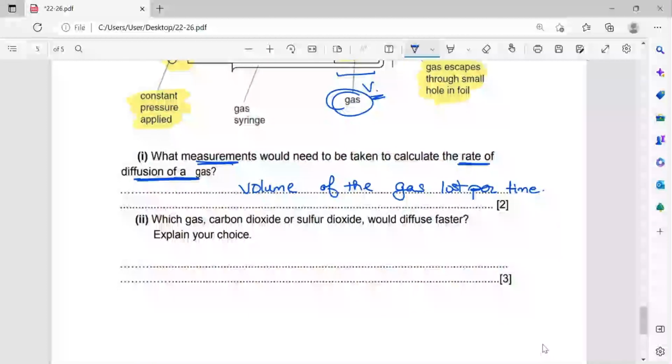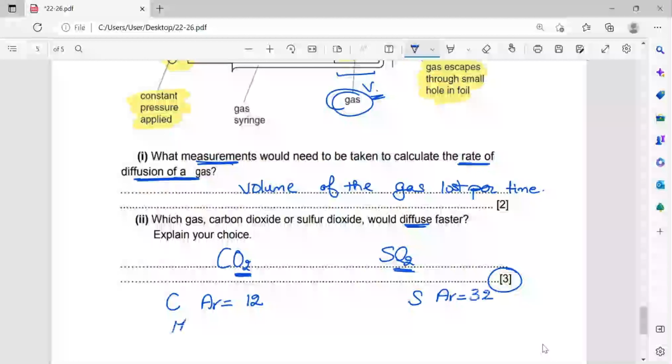Which gas, carbon dioxide or sulfur dioxide, would diffuse faster? Explain your choice. This question is out of 3 marks. So we have CO2, which is carbon dioxide, and SO2, which is sulfur dioxide. Which one will diffuse faster? Here we have 2 oxygen and 2 oxygen, so we'll compare the carbon to the sulfur. If we check the periodic table, we'll find that the relative atomic mass of carbon is equal to 12. On the other hand, the relative atomic mass of sulfur is 32.